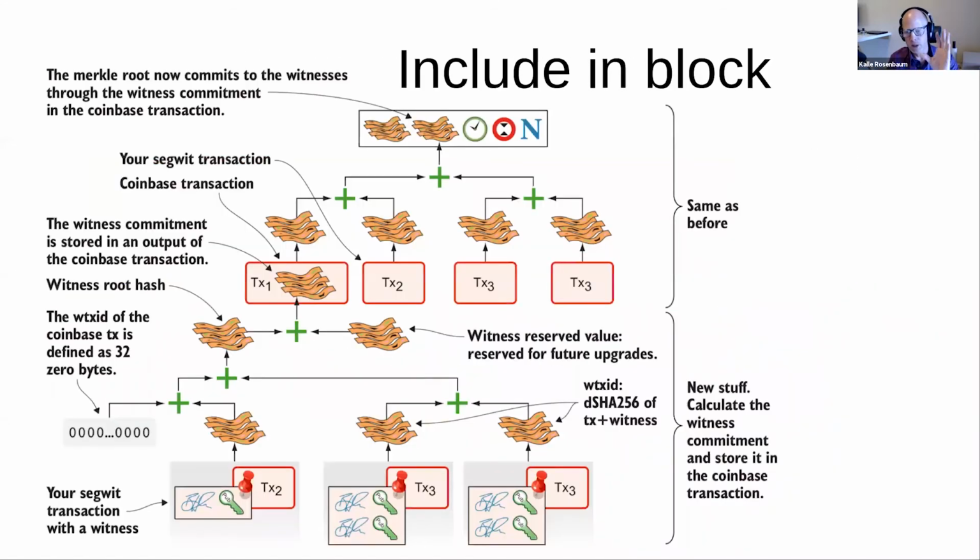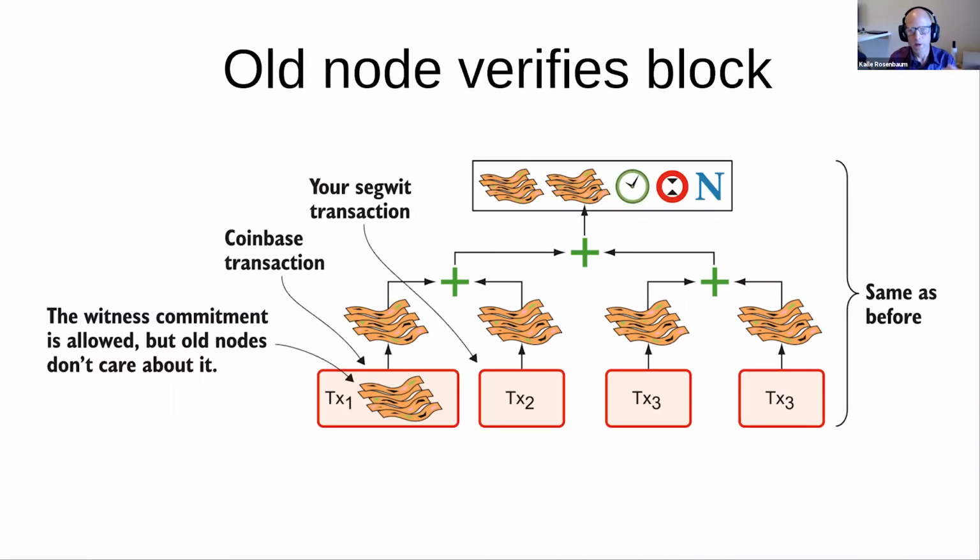So someone creates this block, and an old node will verify this block. This block looks exactly like before. There's nothing new here really. The only thing is this extra output here, which is perfectly valid according to the old nodes, old rules. So this block will be valid.